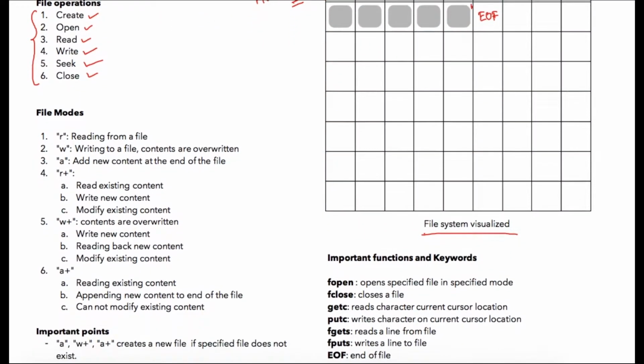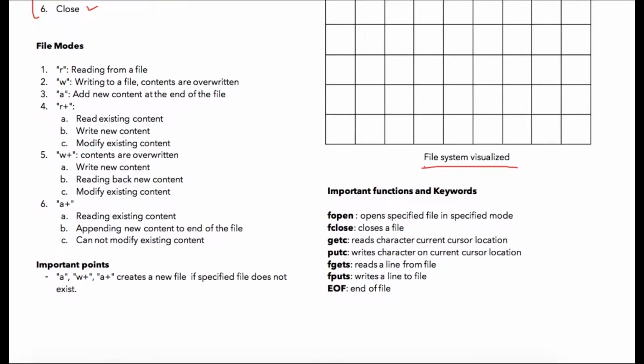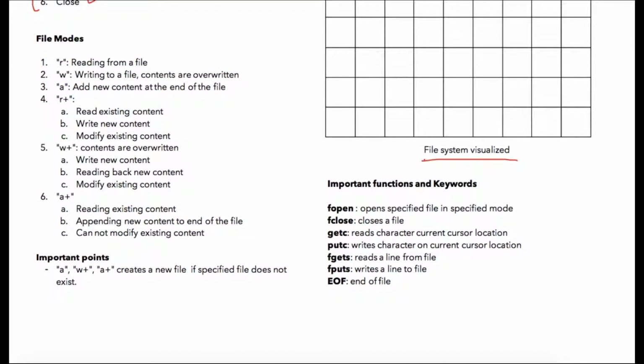Now let us check what are the different file modes which we can use to perform file operations in C language. R is the file mode for reading data from a file, W is for writing to a file, and in this case contents are overwritten. So if the file that you have opened in write mode has some previous content, then that whole content will be erased and new content will be written over it. Then there is A mode, that is append mode. It adds content after the end of your file. So suppose your file had data as ABC and you are going to write XYZ to it. ABC will be kept as it is and XYZ will be added to it.